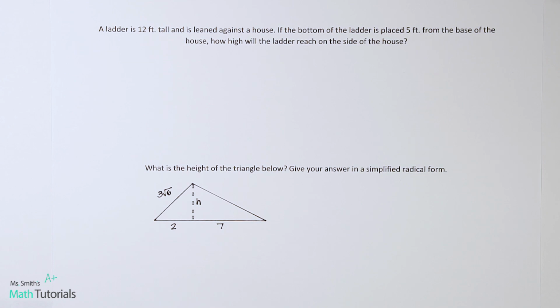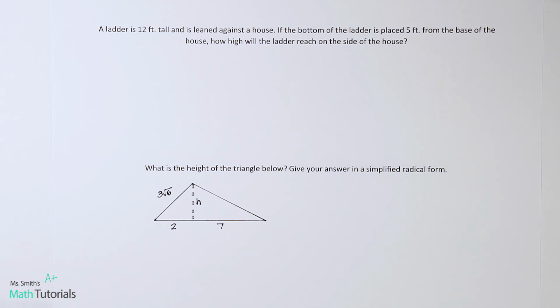Let's look at some word problem examples. So this first one says a ladder is 12 feet tall and is leaned against a house. If the bottom of the ladder is placed 5 feet from the base of the house, how high will the ladder reach on the side of the house?